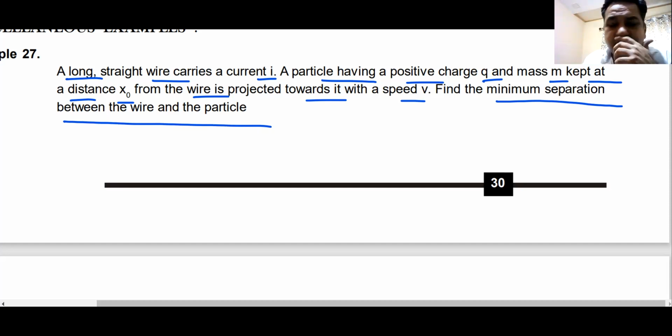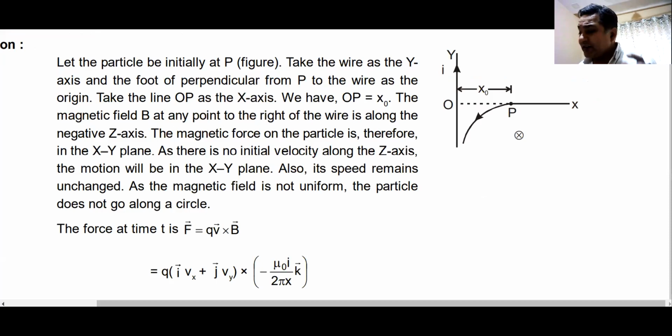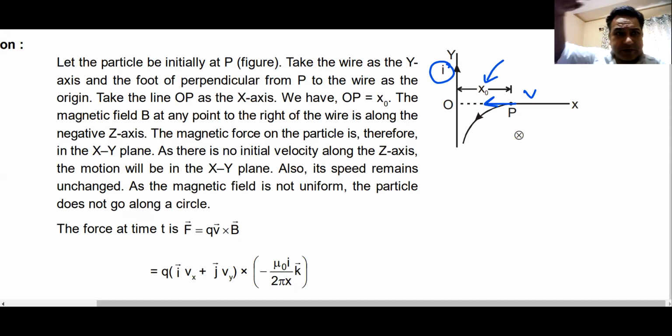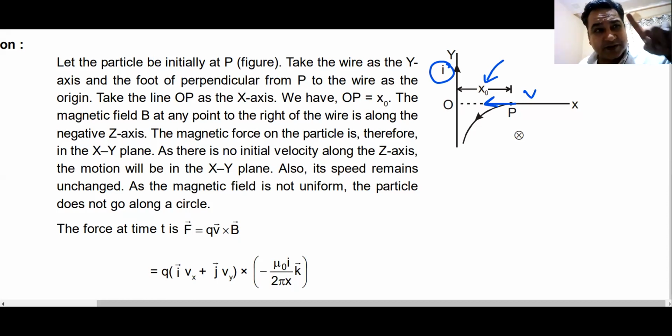See, I'll quickly go through. Do you understand the diagram? This is a current carrying wire. It is thrown here with a velocity v. Yes or no? This is x naught. Magnetic field is constantly changing in magnitude. In direction, it is always inside, but in magnitude, it is changing. The particle will be moving like this. The magnitude of velocity remains the same, but the direction will keep on changing.